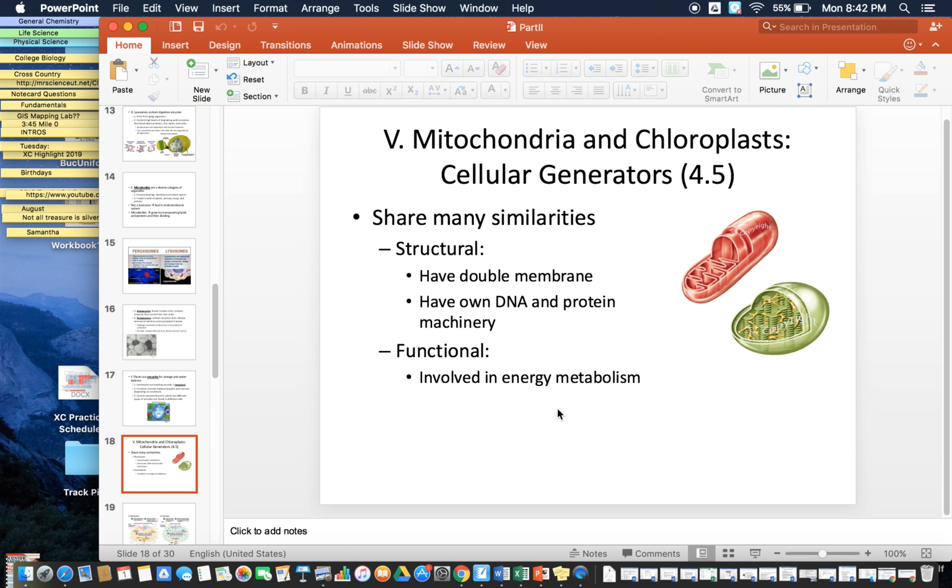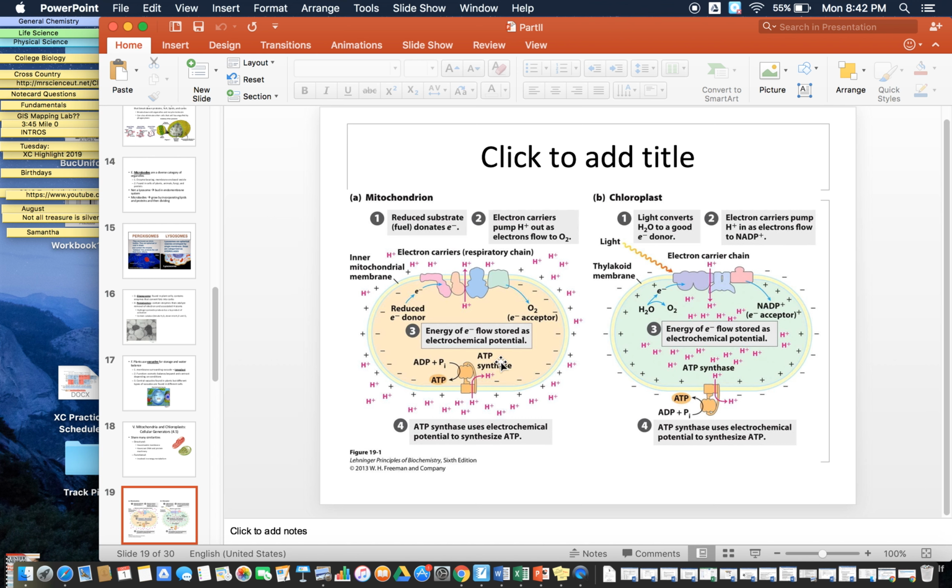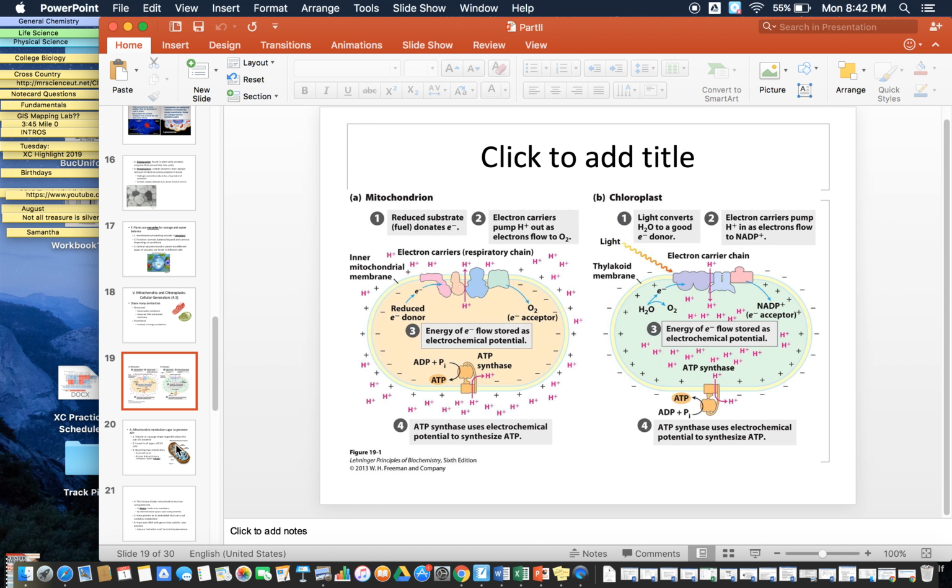Function involved in energy metabolism. So here we're going to take in glucose and oxygen and release some carbon dioxide gas and water, as well as some ATP. And here we're going to take in sunlight, water, and carbon dioxide, and we're going to make a carb, glucose, as well as 6 molecules of oxygen. Okay, we haven't got to this part yet, but we will.